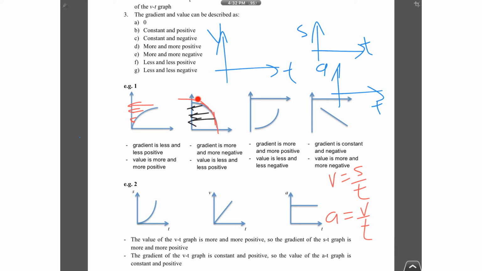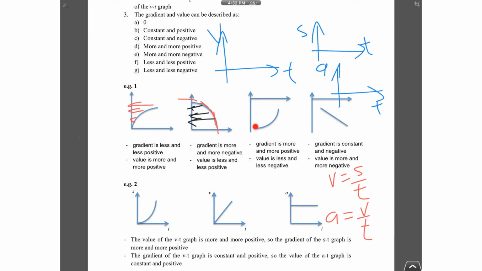As you move from here to here, all these y-axis values are positive or negative? Just tell me positive or negative only. Okay, but are they getting more positive or less positive? So the value is less and less positive. Do you understand now? Okay, third one. After this, you'll be expert already.